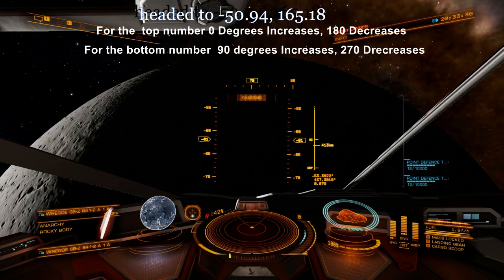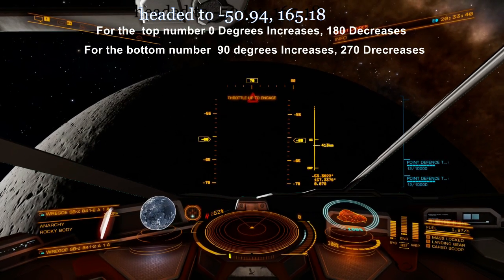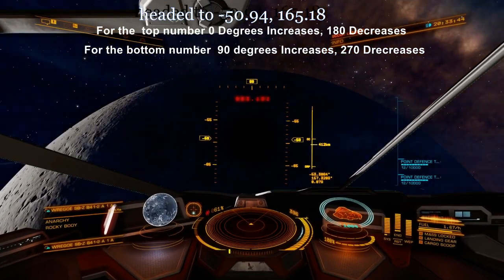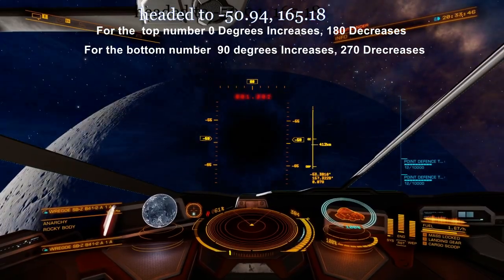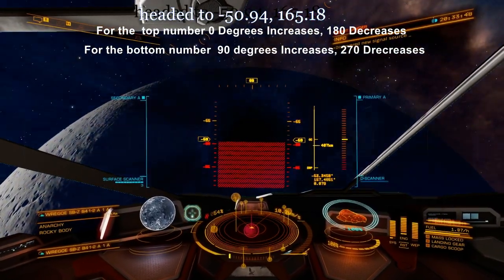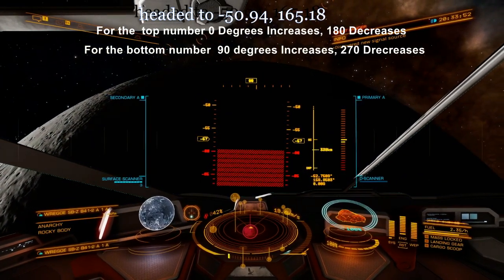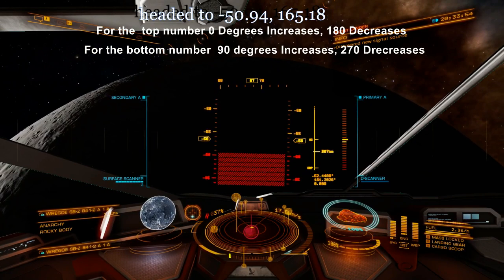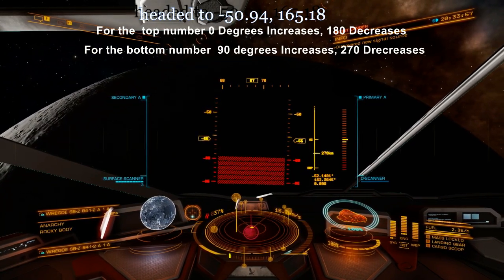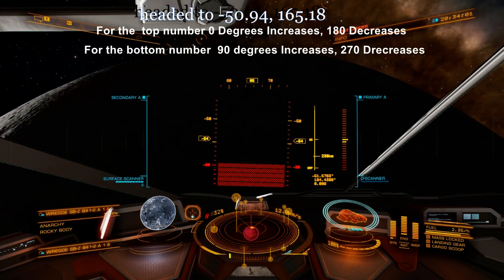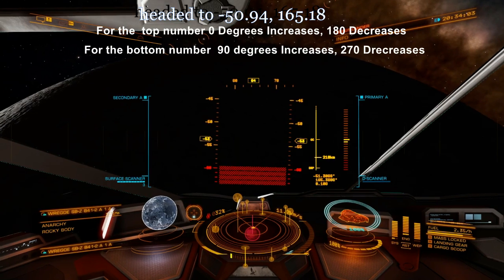up into orbital cruise. Ready to engage here toward the planet. 4, 3, 2, 1. Engage. So now you'll notice both of the numbers are moving in the desired direction that we want to go. We want to get to 165 longitude and -50.